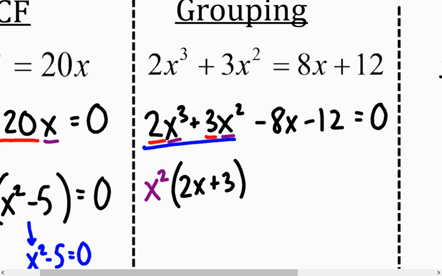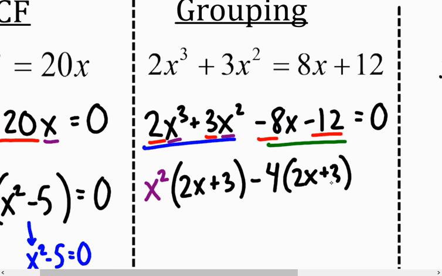Then I do the exact same thing over here. I ask myself, what's the biggest number I can divide out of -8 and -12? Well, that's going to be a -4. They don't both have x's, so I can't divide that out. So in parentheses, I write what's left behind. A -8 dividing out a -4 is going to be a 2x. -12 dividing out a -4 will leave a +3 behind, equals 0.